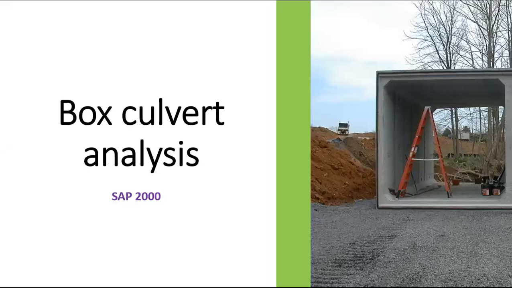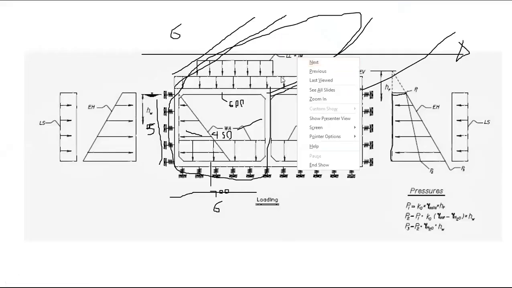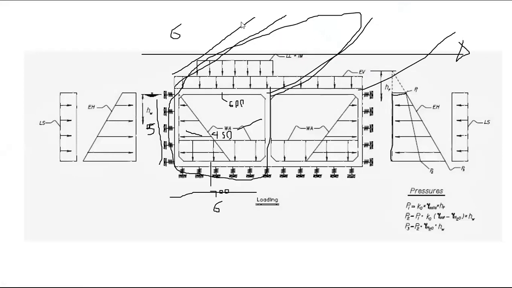So I welcome you all, and I'll be doing a tutorial on how to model and analyze a concrete box culvert using SAP 2000. For this, I'll be using this kind of arrangement, and this is the length of the box culvert. In this way you have the roads and you have different loadings.